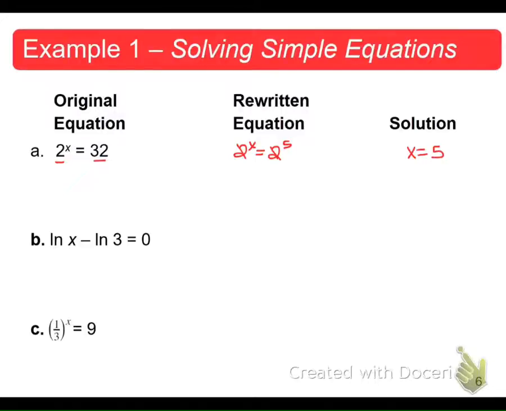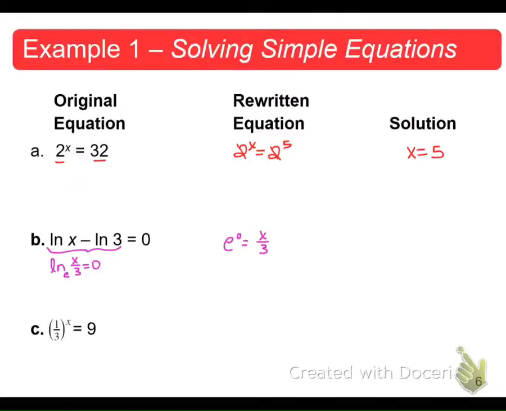Okay, on B, we have a natural log minus a natural log. Remember, we can combine those. We said because it's minus, how do we combine them? By division. So we really have the natural log of x over 3 equals 0. Well, when I want to rewrite this equation, remember natural log has a base of what? It has a base of e. So I'm going to write a little e there, even though we know it's not really written, it's implied. So then when I change it to exponential form, my a to the y equals x, I know that e to the 0 equals x over 3.